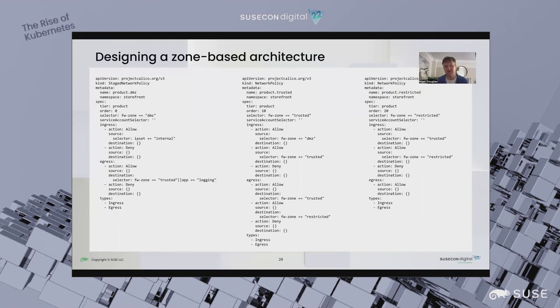A best approach is to create something like a zone-based architecture. So you basically label your workloads, like you can see here under selector, I said FW zone is equal to DMZ, equal to trusted, equal to restricted. If I have a PCI compliant workload, like a database, and I put it in a restricted zone, the only way for the traffic to get from the public internet to a restricted workload is it would have to go through the DMZ policy.